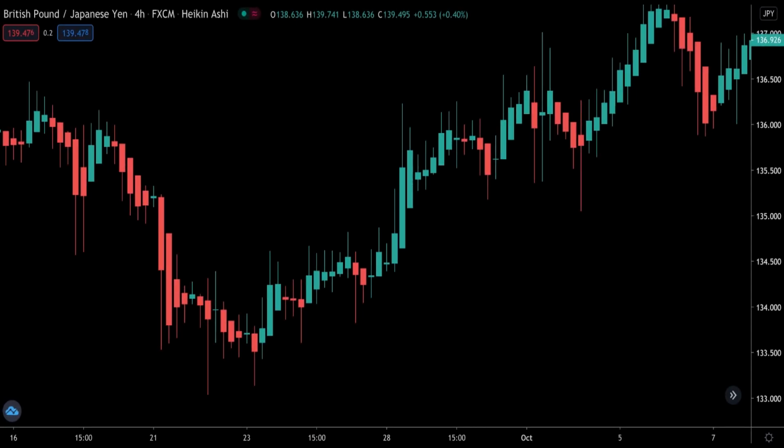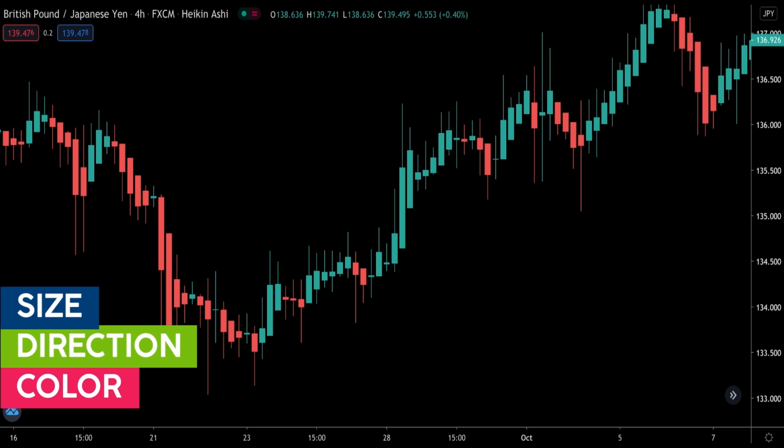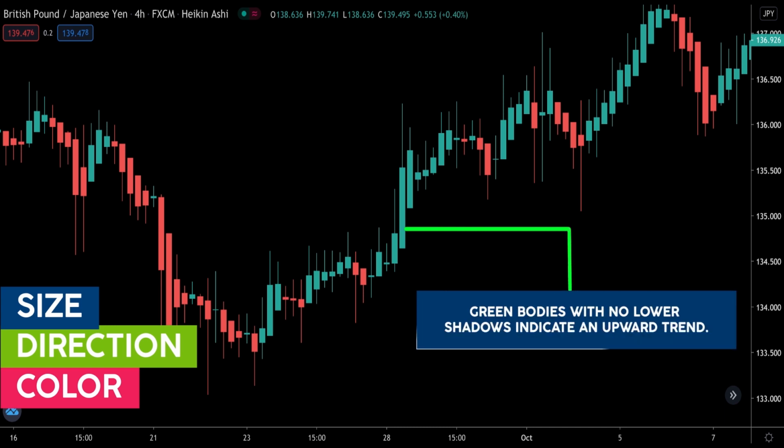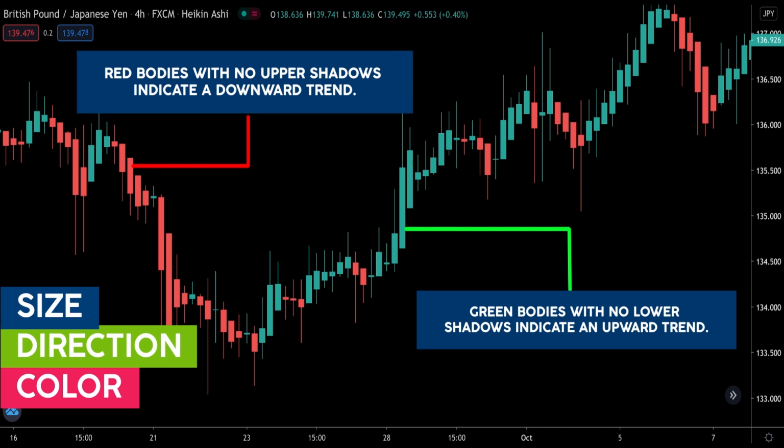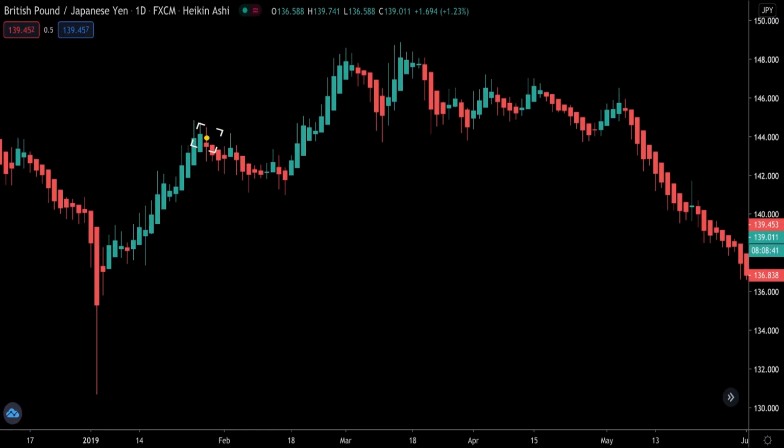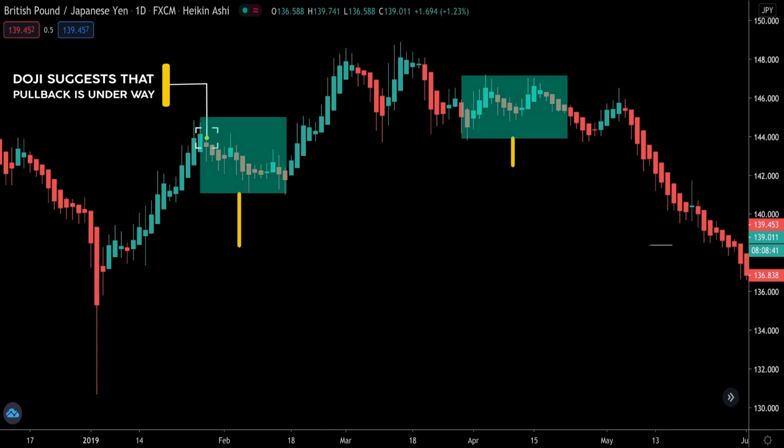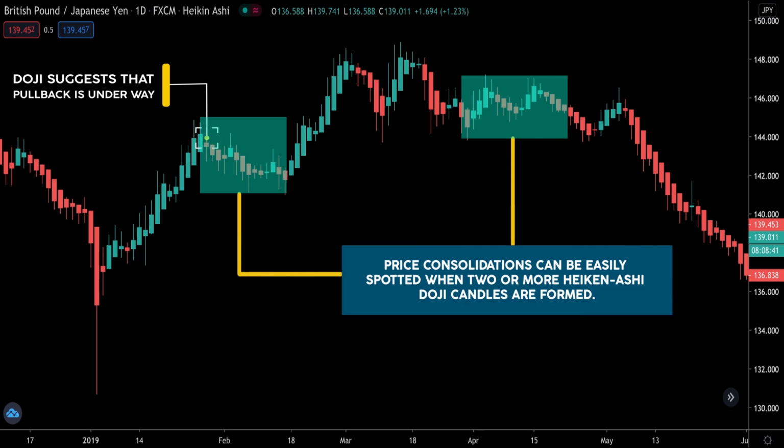When it comes to using the Heiken Ashi candles, the candlestick size, relative direction, and color will help you determine the trend and market momentum. Green bodies with no lower shadows indicate an upward trend, while red bodies with no upper shadows indicate a downward trend. If you see a doji candle appearing after an uptrend or downtrend, that indicates a possible reversal. Price consolidations can be easily spotted when 2 or more Heiken Ashi doji candles are formed. See how simple it is?